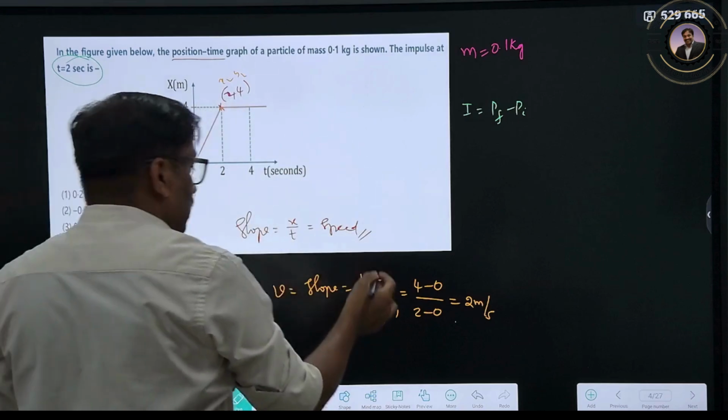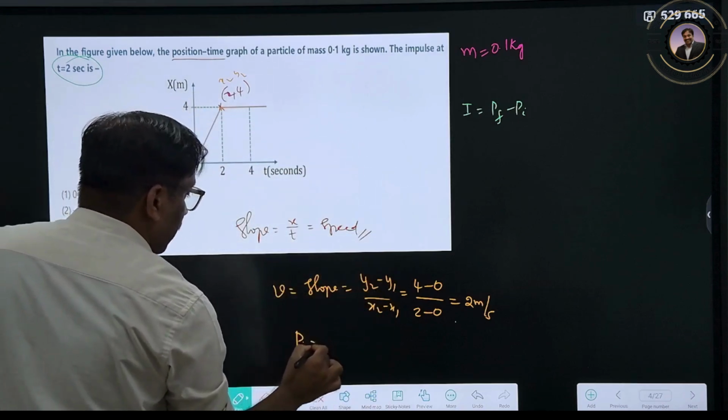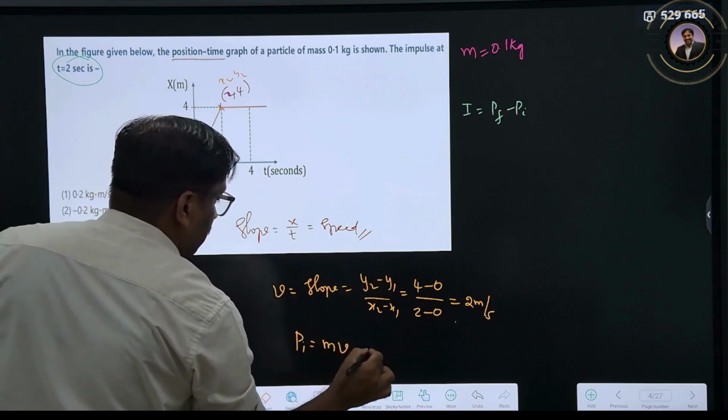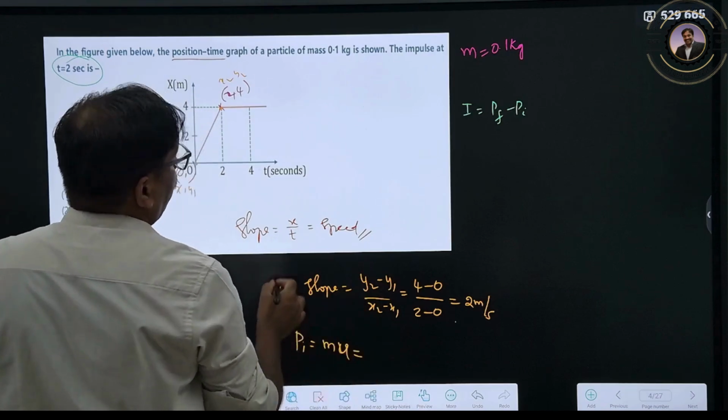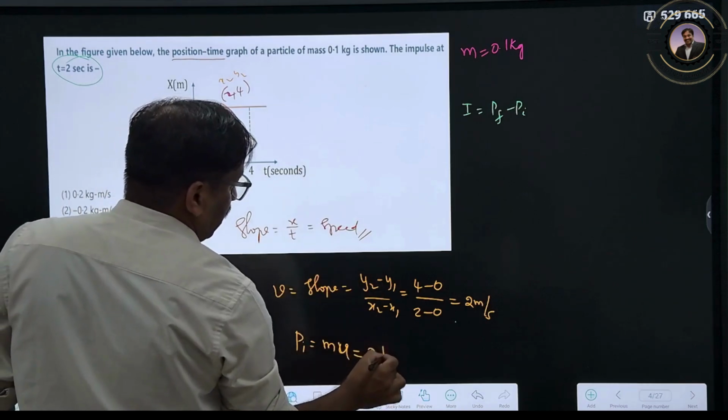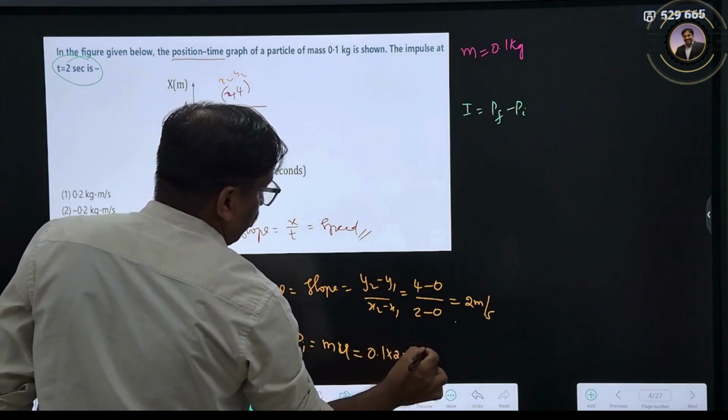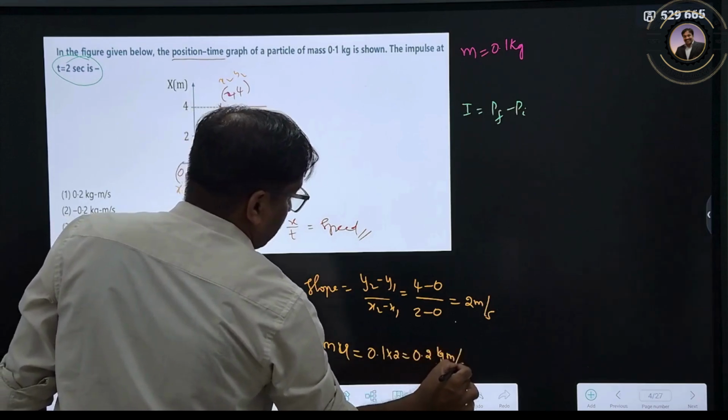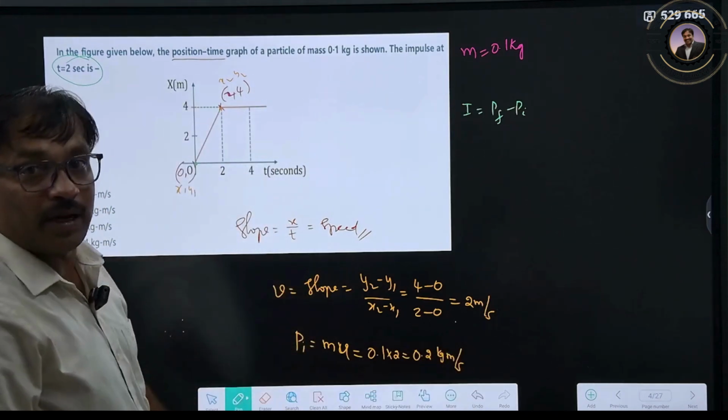Now, what is the initial momentum here? Initial momentum is nothing but mv. How much will it be? Mu. Therefore, here 0.1 into 2, therefore 0.2 kg meter per second. Clear? Initial momentum is there.